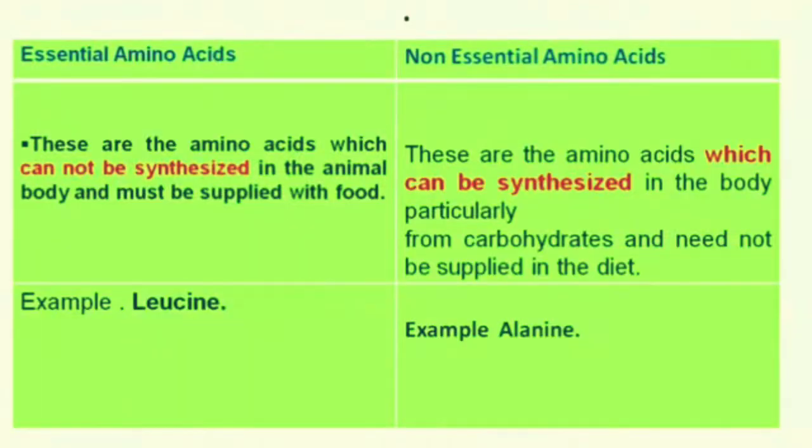Essential amino acids are the amino acids which cannot be synthesized in the body and they have to be provided through the diet. On the other hand, we have non-essential amino acids which can be synthesized in the body from the carbohydrates and they need not be supplied by the diet. An example of an essential amino acid is leucine and of a non-essential amino acid is alanine.